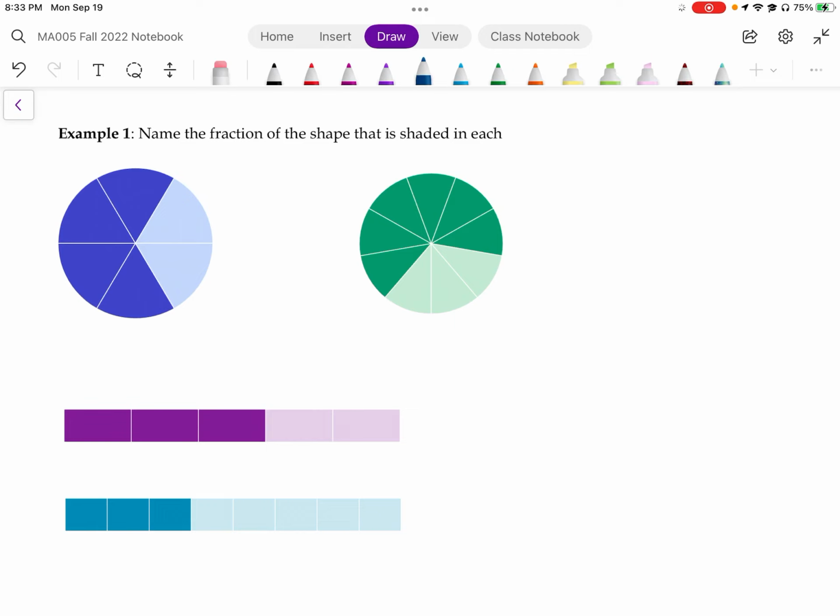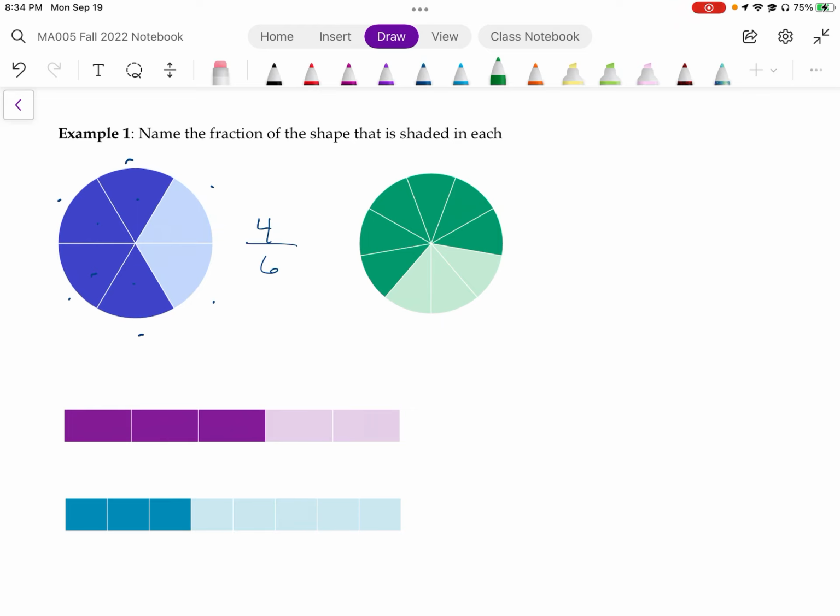Okay, so this first one, we've got how many total sections? 1, 2, 3, 4, 5, 6. So the denominator is 6. How many are shaded? That's 1, 2, 3, 4. 4 are shaded. So this is 4/6. You can reduce it. Right now we're going to leave it like this.